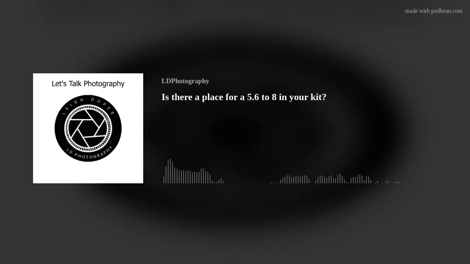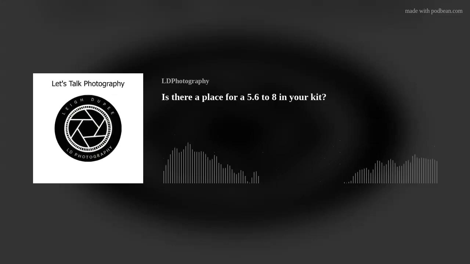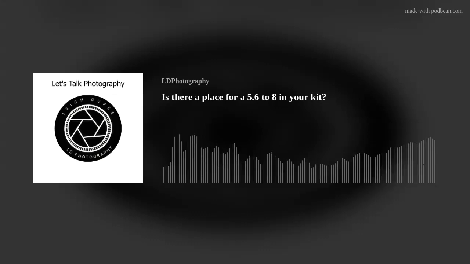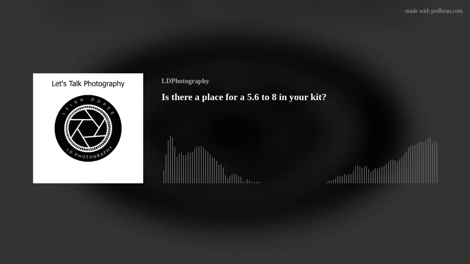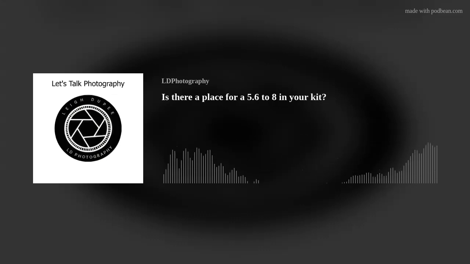thinking the same thing here, if I have a 100 to 400 and it goes from 5.6 to 8, what that means is it's going to change between the low end and the high end. So at the 100, it's going to be at 5.6. At the 400, it's going to be at 8. Now, the depth of field calculator I've included only goes 5, 6, and 8, so we're going to use the 8 on that.